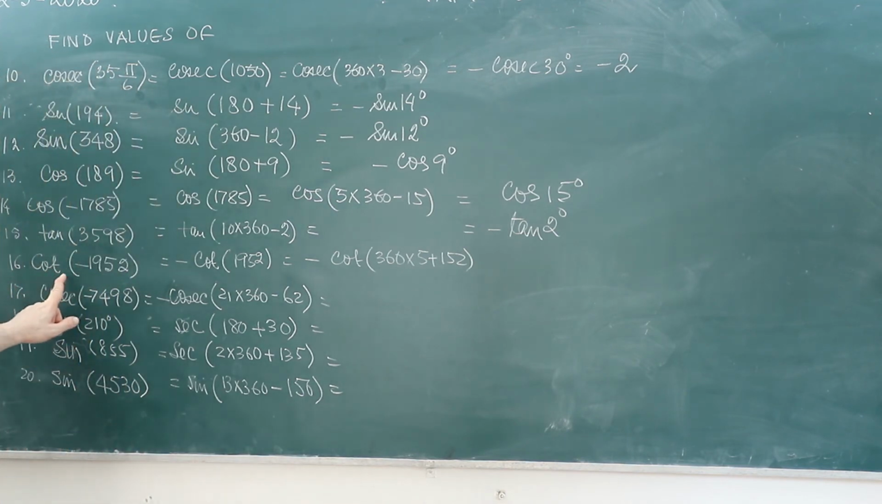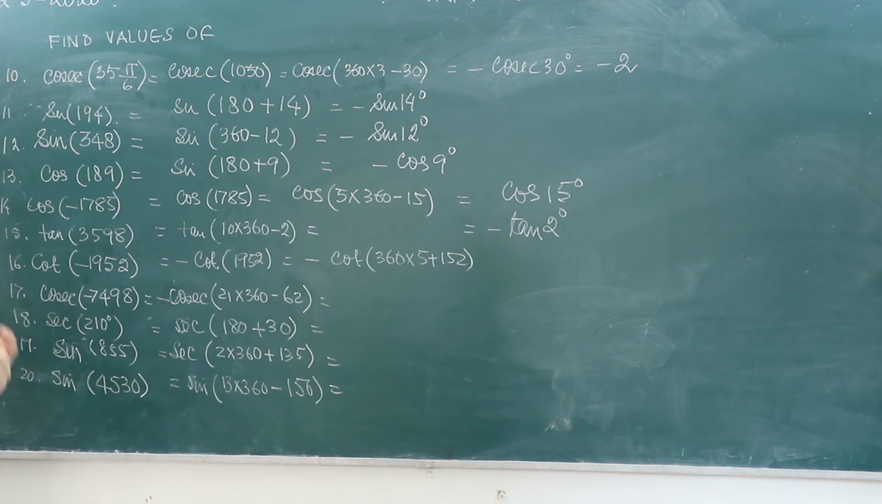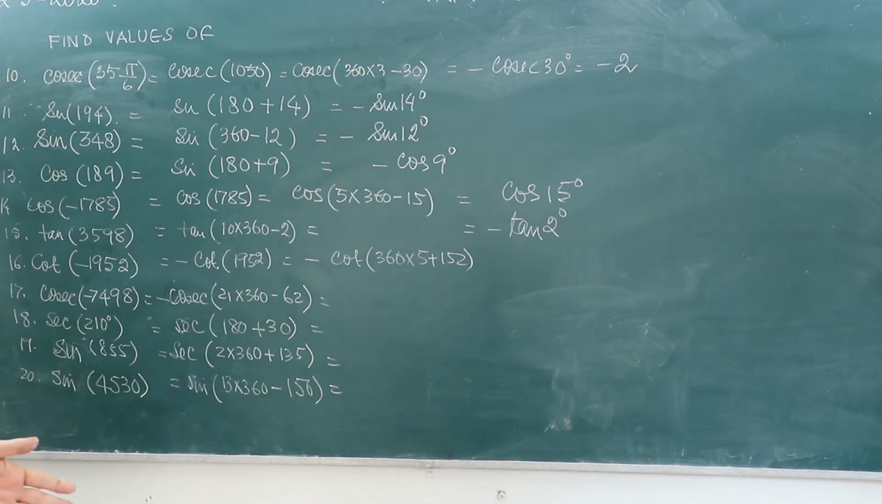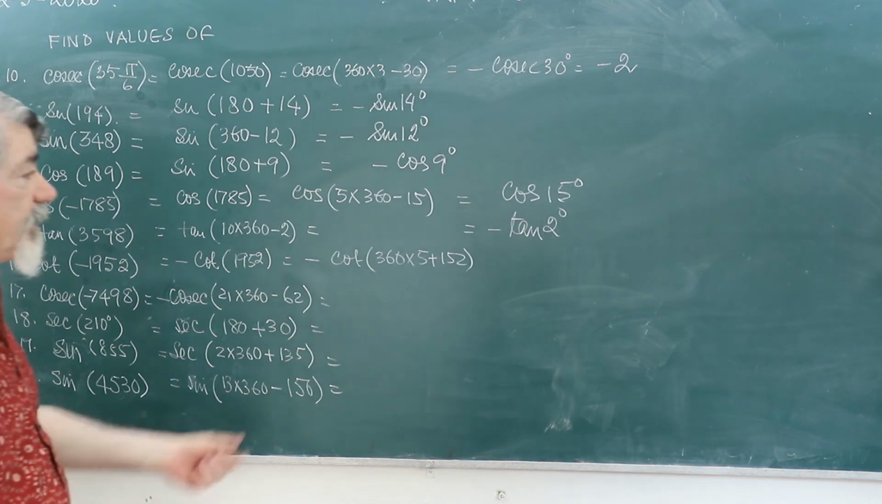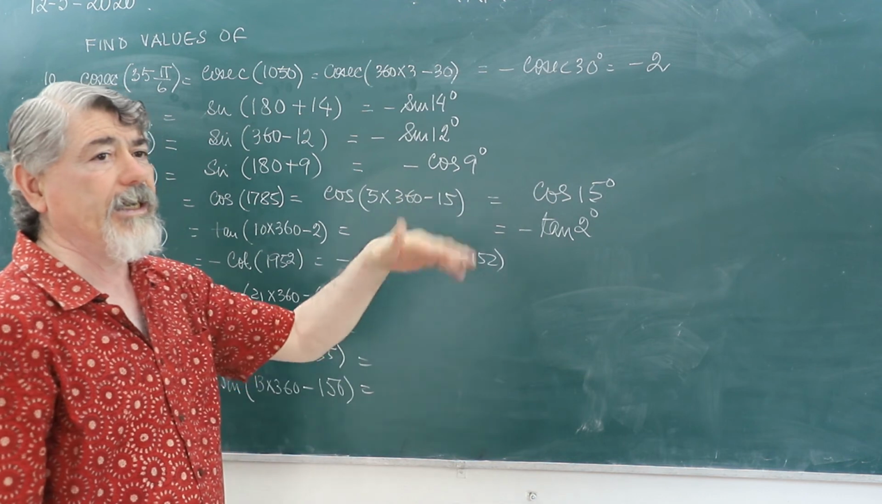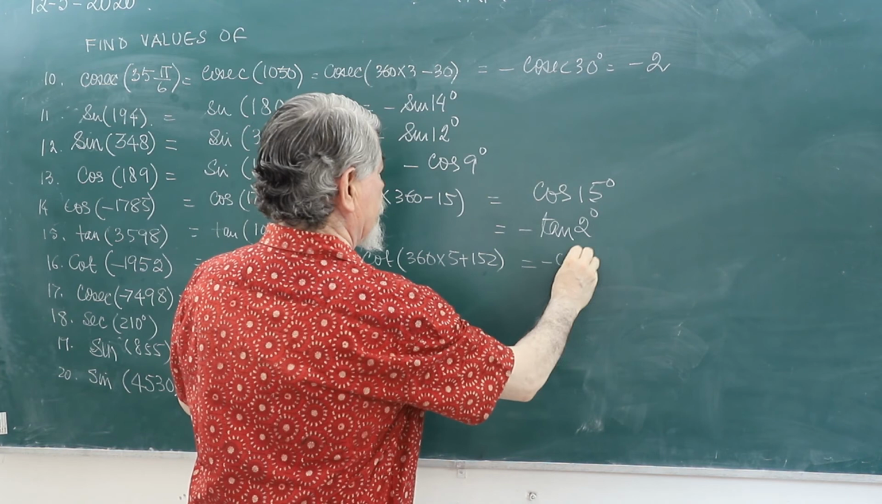Now I have cot minus 1952. Again, it will come into the fourth quadrant. In the fourth quadrant only cos and sec are positive. So cot will become negative, minus cot 1952. 360 into 5 plus 152. So we said generally it should be an acute angle, but don't worry if it is not an acute angle, it will adjust itself. It will become minus cot 152.